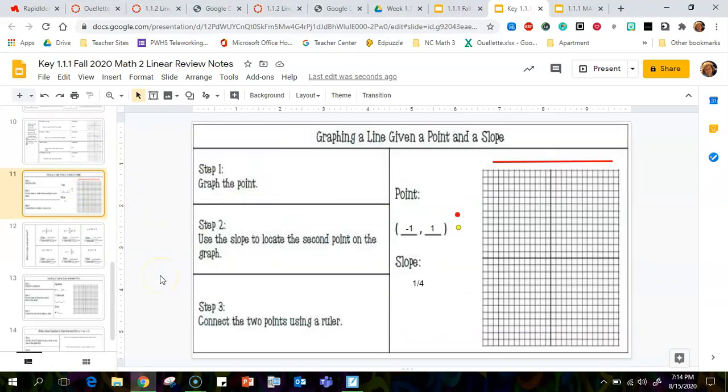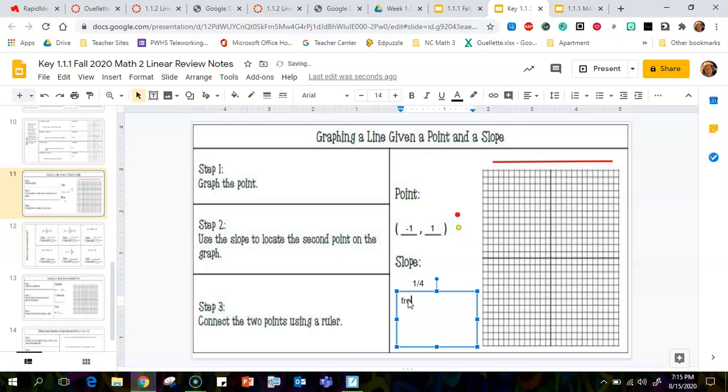Okay, so let's say that you're given a point, and I gave you the point negative 1, 1 on this slide, and I gave you the slope. And then I asked you down here, what does this slope tell me? Well, what it tells me is that from the point given, which is that negative 1, 1, you will move up 1 and right 4 from that point.